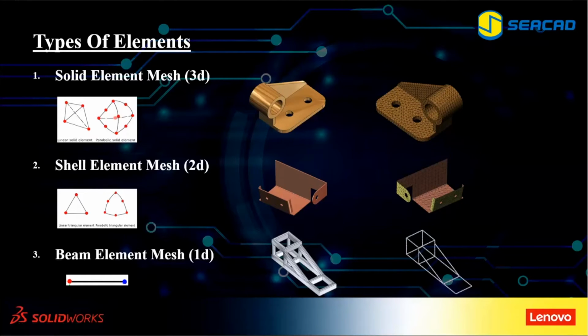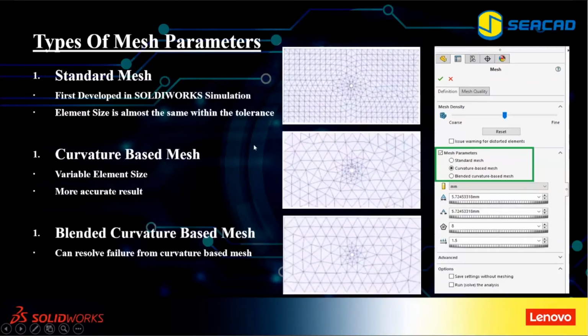We only have tetrahedral for solid elements, and triangle for the shell element. Okay. Then the next thing is the types of mesh parameters. So in SOLIDWORKS Simulation, we have 3 types of mesh parameters. If you want to create a mesh for the geometry, you should notice that under the parameters, you have 3 options: the standard mesh, the curvature-based mesh, and the blended curvature-based mesh.